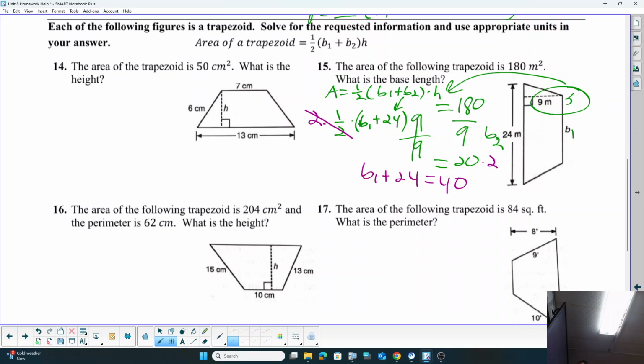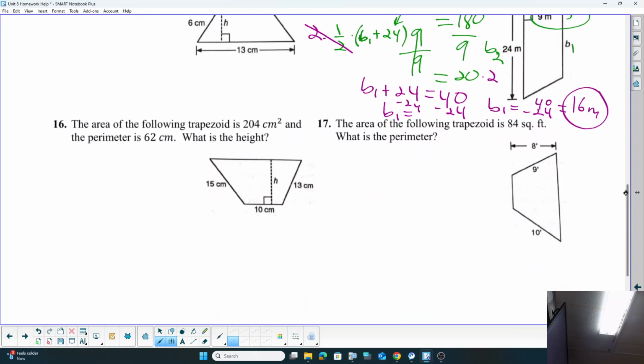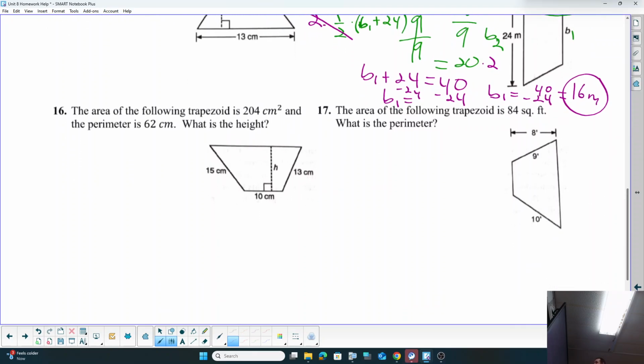Now all we're going to do is minus 24 to the other side and get our answer. So what does B1 equal? Minus 24 to the other side. B1 is equal to 40 minus 24. Nice. What did you get? What's 40 minus 24? Did you get 16? You got 16 meters. Nice. Okay, so then we have another trapezoid.